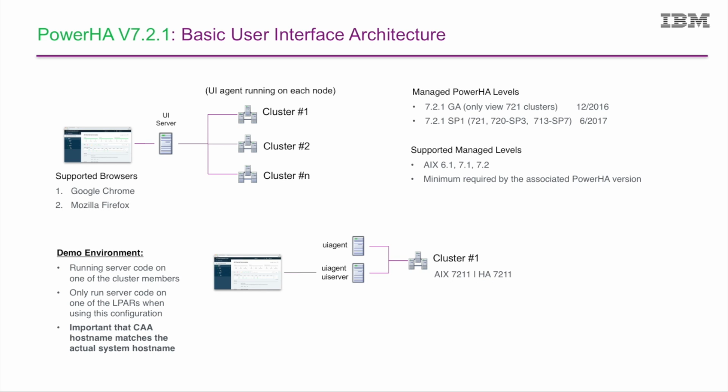And then I did discover that although I could pick up my cluster and see the information, I was not getting the menus to load 100% of the way. I found out that the CAA hostname, the way that it's stored in there, has to match the actual system hostname. So if you have a fully qualified name for the hostname in Cluster Aware AIX, you want your actual system hostname to be the fully qualified name. I'll show you that when I dive deeper into the actual demo portion itself.